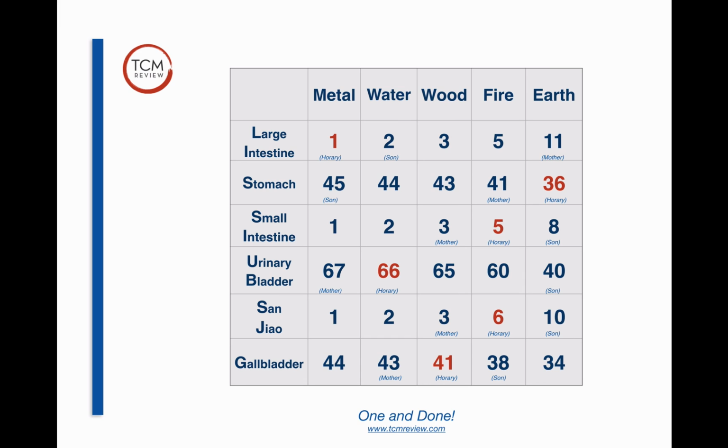Okay, now the next point that we can use is the mother on the paired channel. The lung's paired organ is the large intestine. We can use the mother on the large intestine channel as well. So that would be large intestine 11. It seems strange to tonify it, but like I said, just go with it.